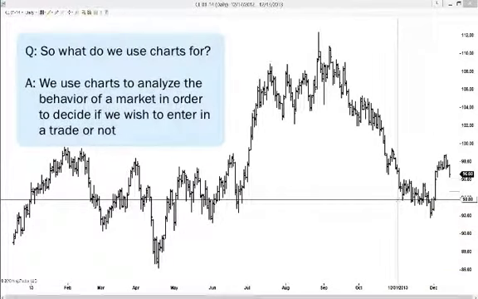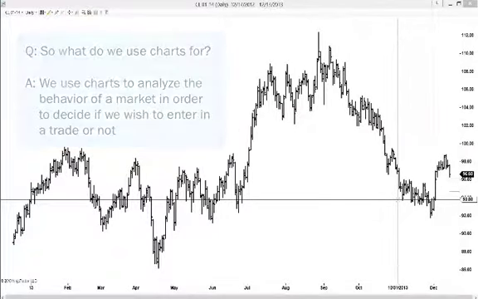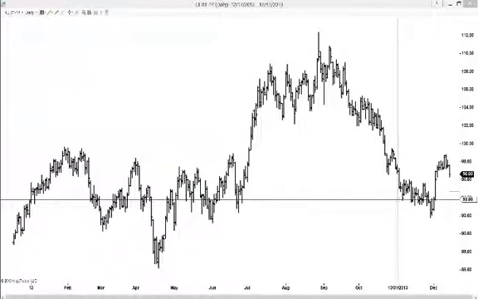So for what do we use charts? We use charts to analyze the behavior of a particular market so we can take a decision on whether or not we want to participate in that market. Yearly, monthly, quarterly charts are used to analyze long-term trends in the market. Now there are several types of charts.